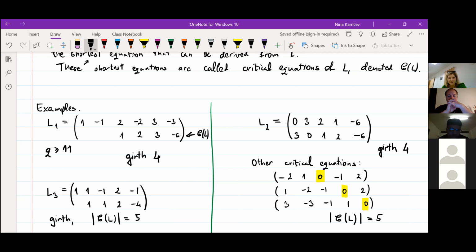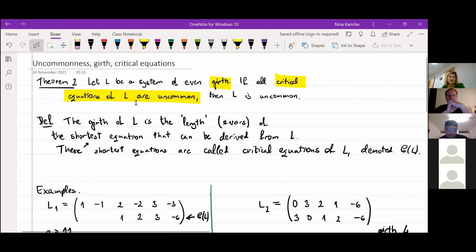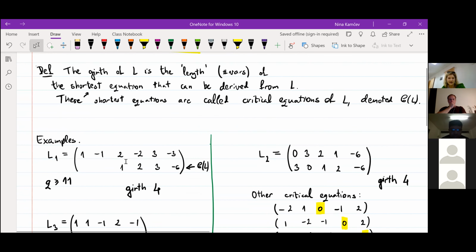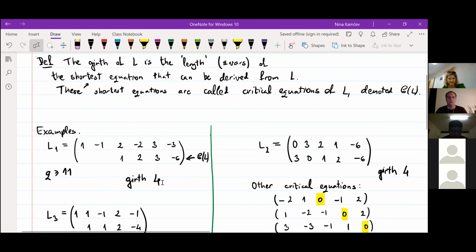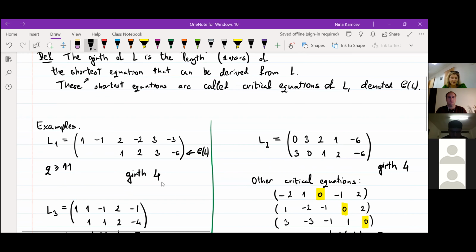So now let's go back to our theorem and see what it actually means and how we can use it. So here's our theorem. We have a system of even girth. And then if we look at all the critical equations and they're all uncommon, then the system L is uncommon. So let's see for which systems our theorem applies. Well, this is an example of girth 4, so even girth, check. And we have one critical equation, 1, 2, 3, minus 6.